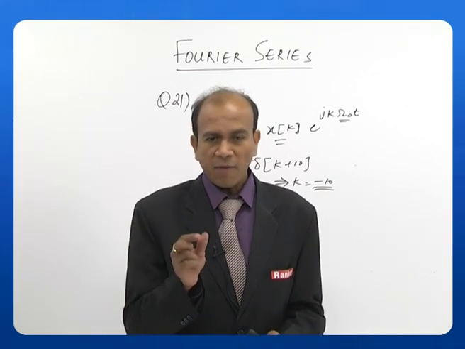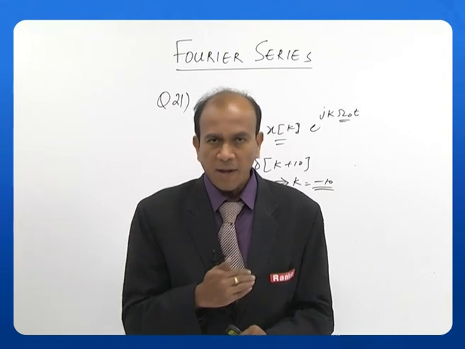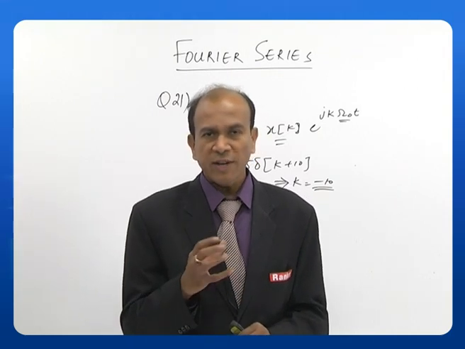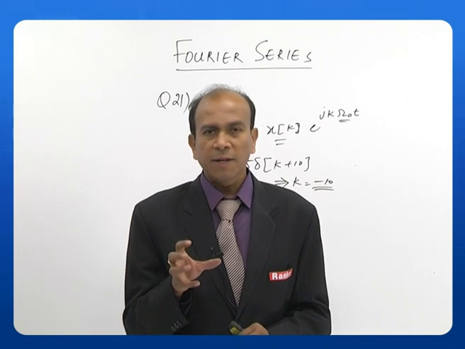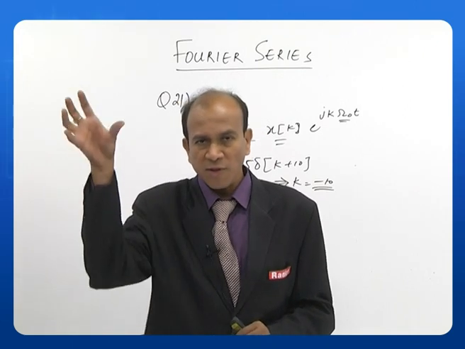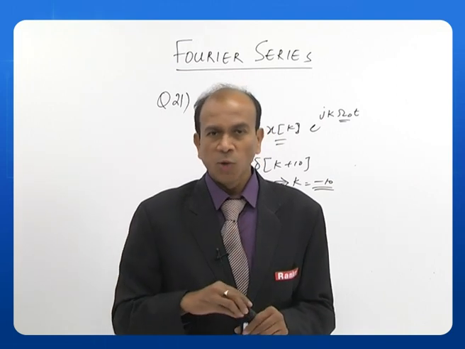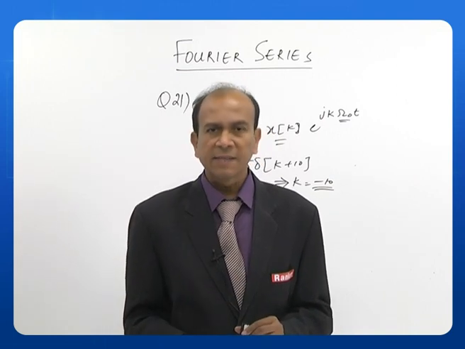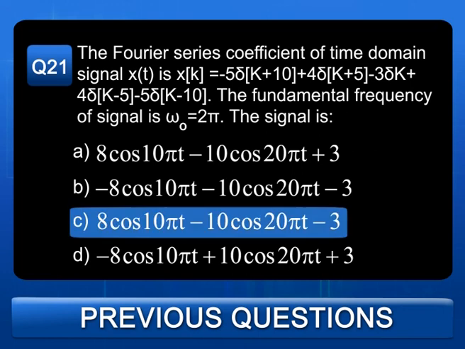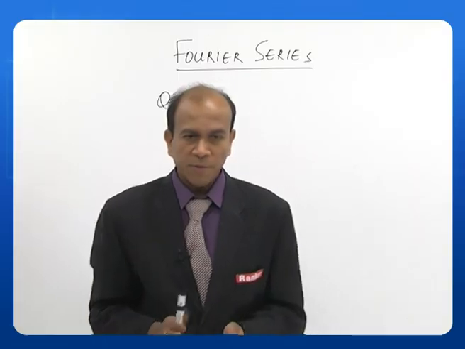If I substitute omega equal to 2 pi, we will get a series where we can write a cosine term in terms of exponential terms. You have exponential terms given to us, so you can transform back and you will get cosine terms. Do all that, then we will get the answer like this. The answer is 8 cos 10 pi t minus 10 cos 20 pi t minus 3. That is how you use this formula and substitute, and you will get the answer. Let us see the next question.